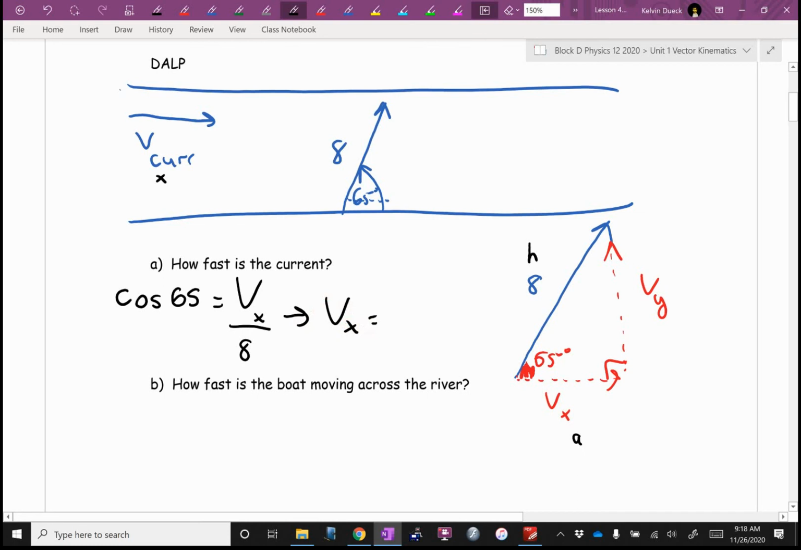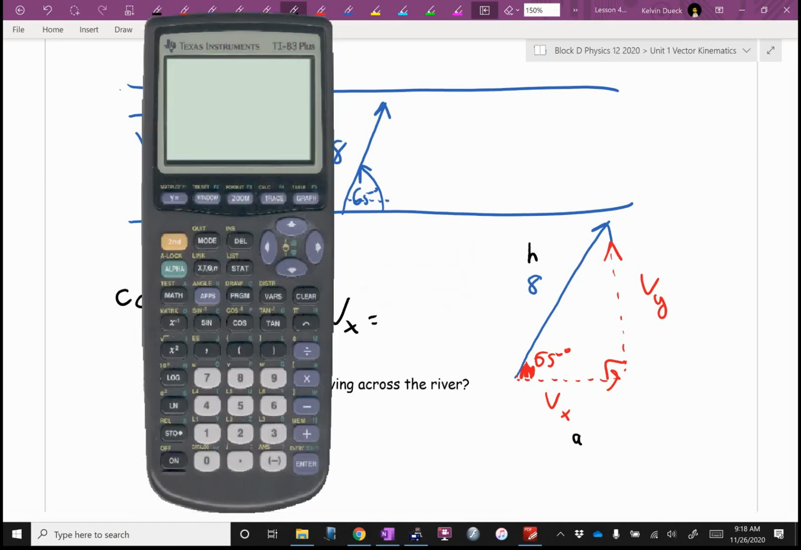How would you get the Vx by itself? You need to move that 8 over. How? So get your calculator out. Let's crunch that. I don't mind if you don't write 8, Vx equals 8 cos 65.